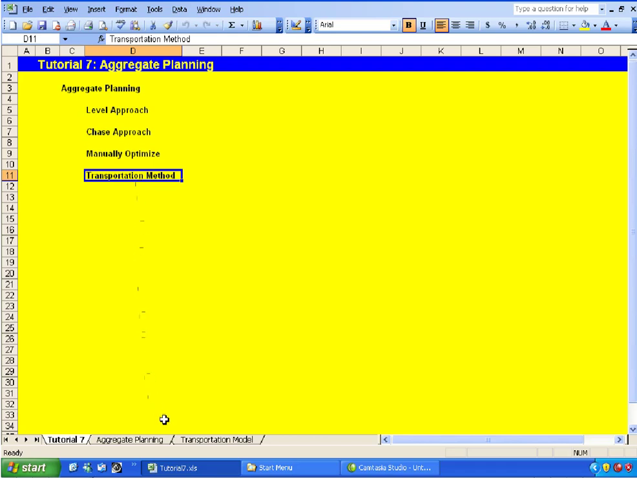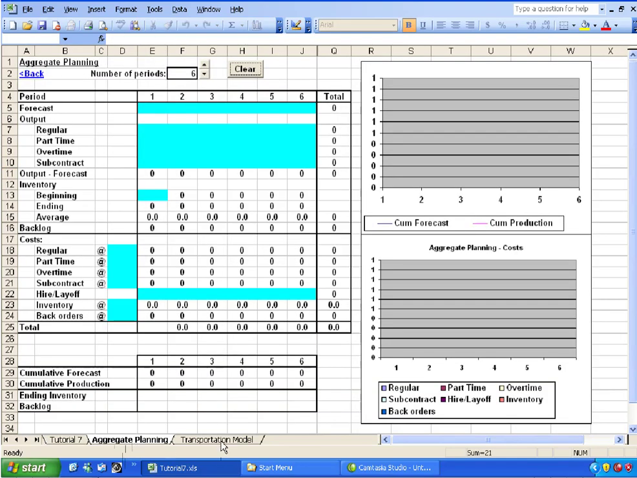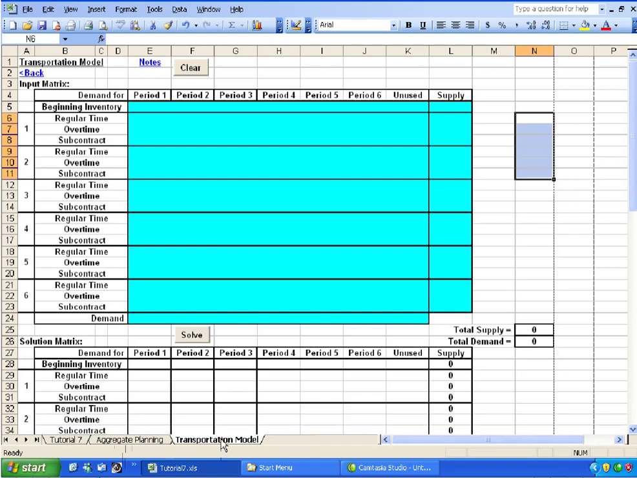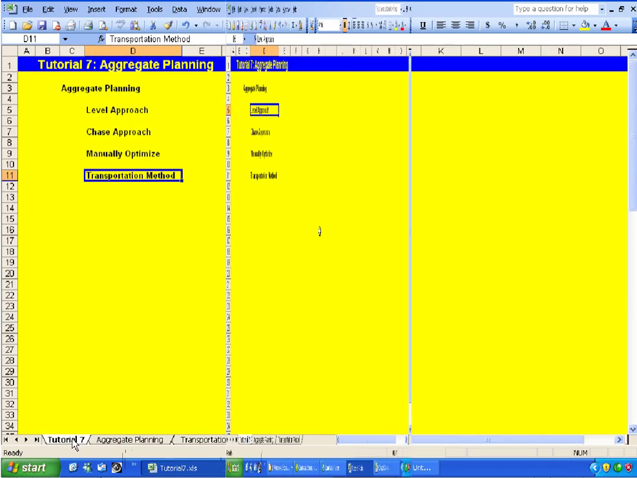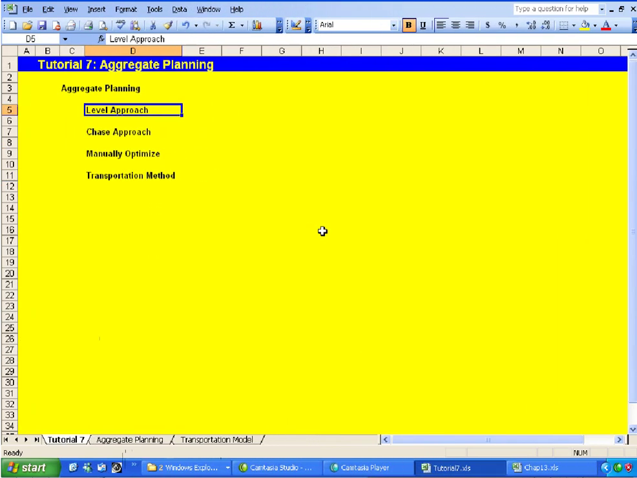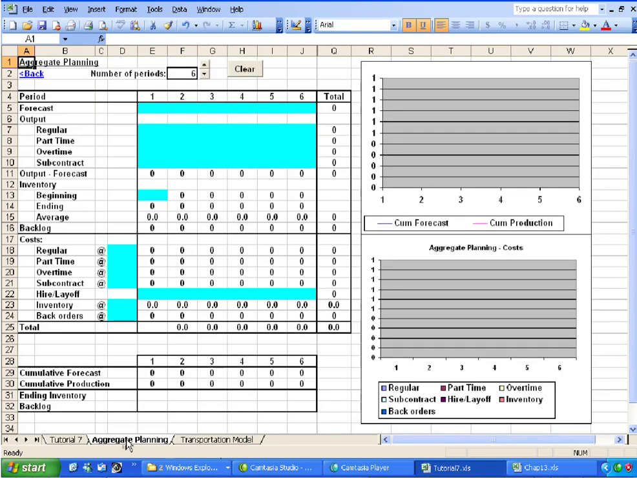I have already made copies of two templates from the files of templates which are provided with your textbook, the aggregate planning template and the transportation model template from the same chapter. Starting with the level approach, I'll utilize the aggregate planning template. Note that I've already cleared the data and set the number of periods to 6 for this example.